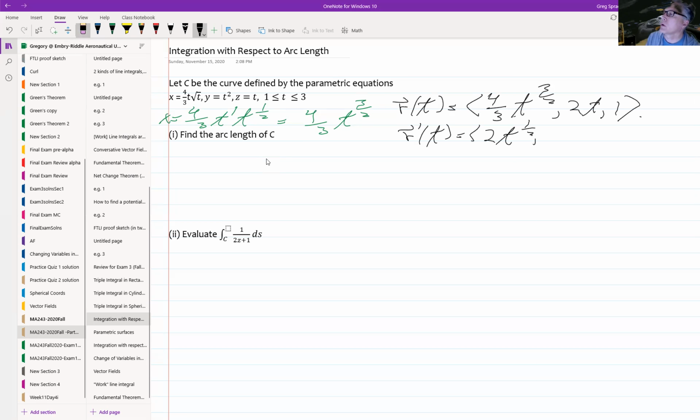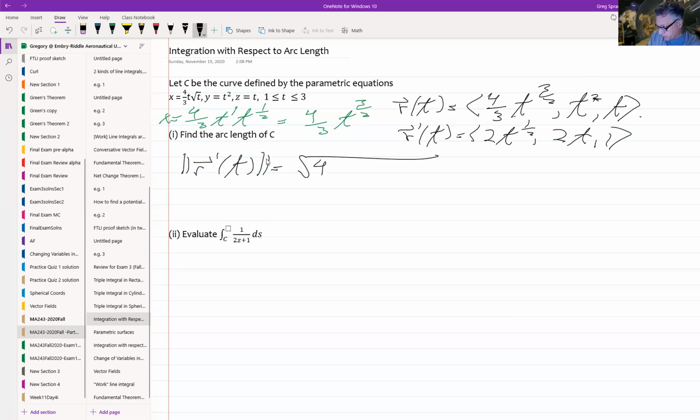Oh, I'm sorry, getting ahead of myself there. When I wrote out r(t), I was taking derivatives prematurely. r prime of t is 2t to the 1/2, 2t, 1, and the speed, or length of r prime of t, is the square root of 4t plus 4t squared plus 1.